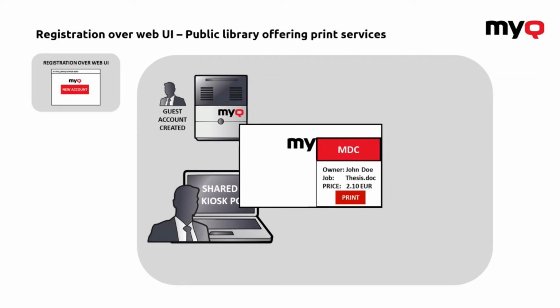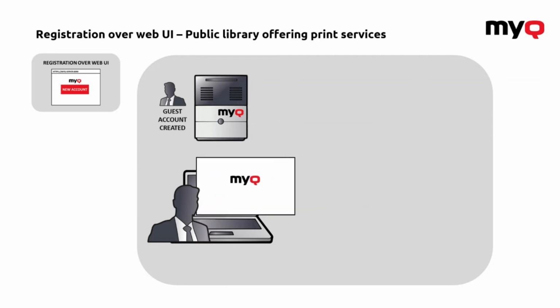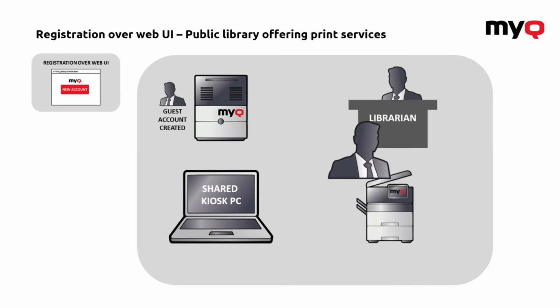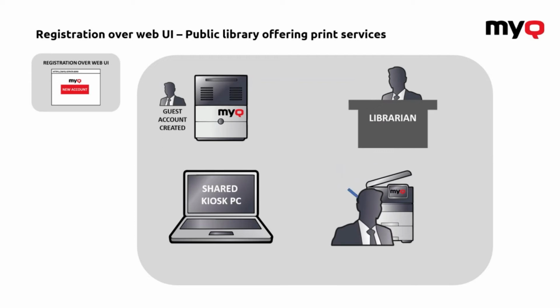But more important, we can give the user information about the price of these printouts, because of course, a public library will not like to offer these services for free. So as the user knows what's the price for the printout, they can just send it to the server before it's released. They will come to the librarian, pay the price of the printout, and they can simply come to the machine and release the print job. So that way, we can use this option of user registration through the web UI.